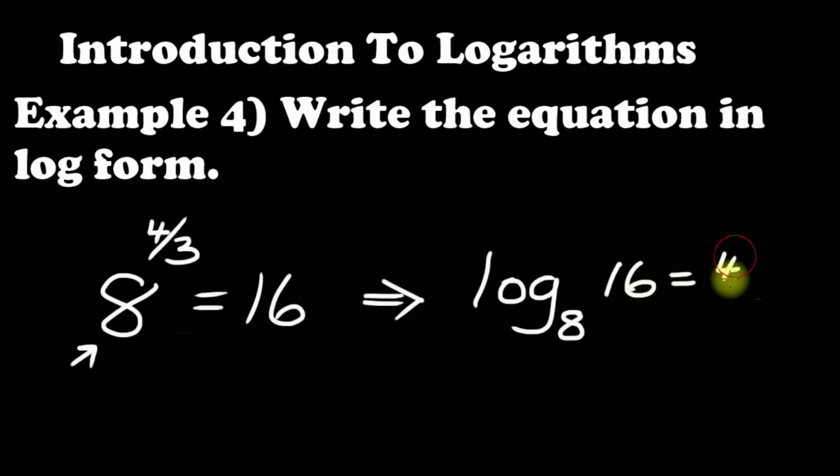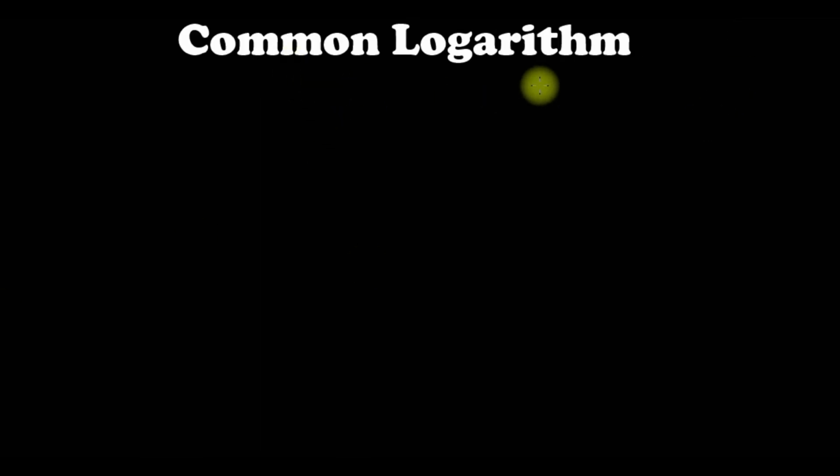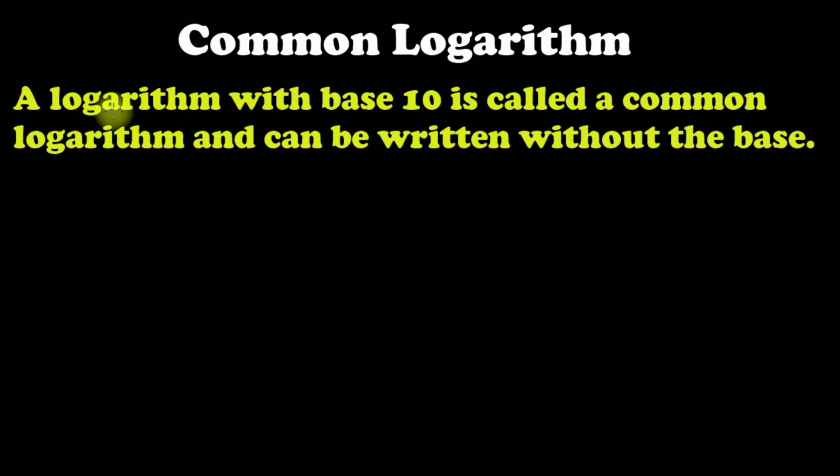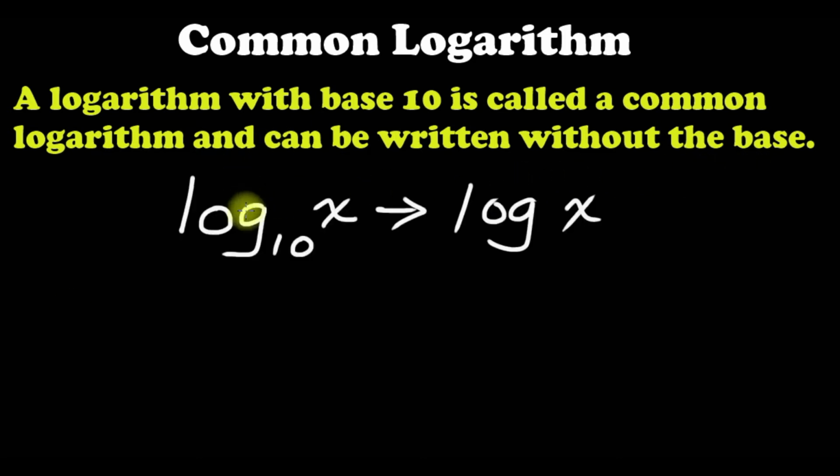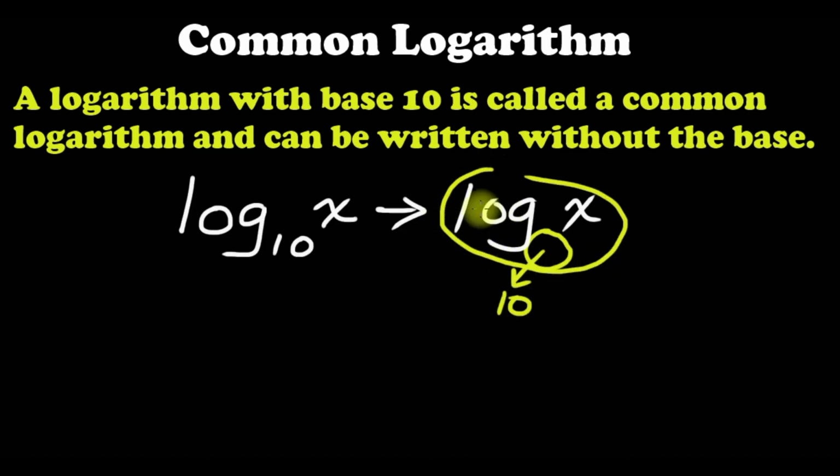is 4 over 3. So next we're going to get into common log. Common log is a log with base 10. It's called common log, and it can be written without the base. So here you have log base 10 of x, which is the same thing as log x. When you don't have a base, you have to understand that it's base 10. So when you see log x, it has a base of 10.